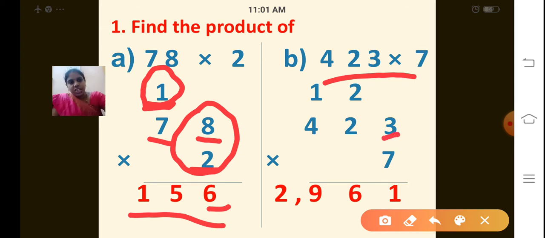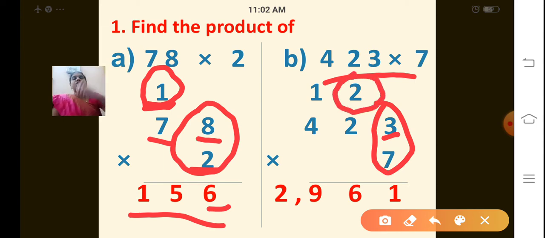Take the digit at the ones place. Multiply by 7. 3 7s are 21. Very good. So write 1 here. 2 will be carried over here. So 3 7s are 21.